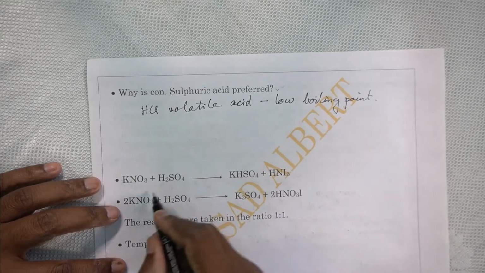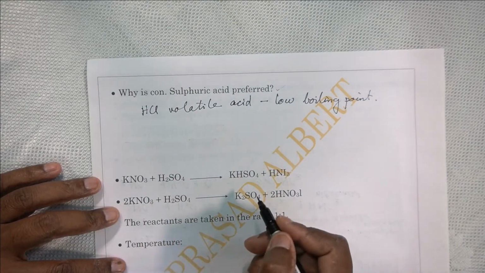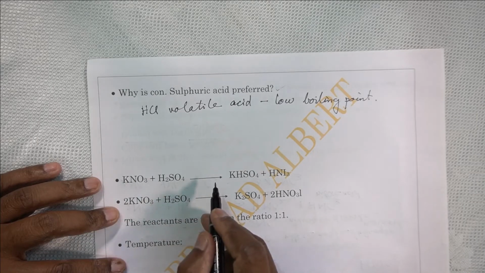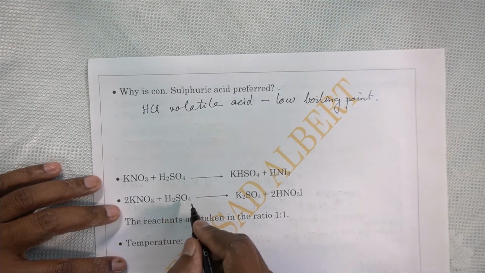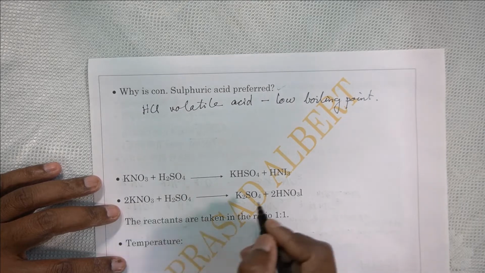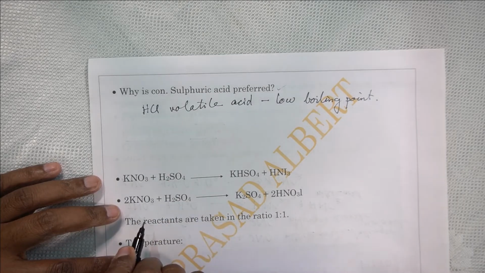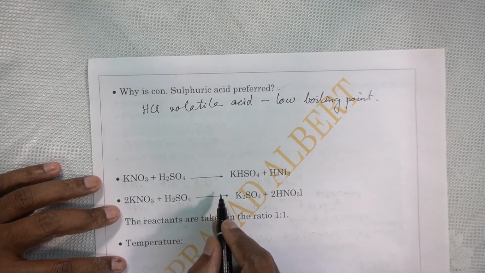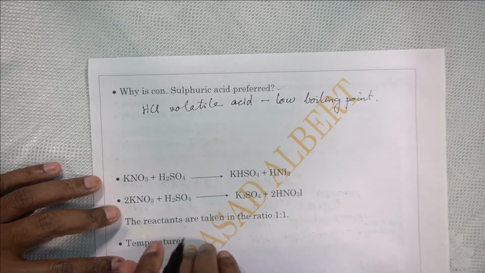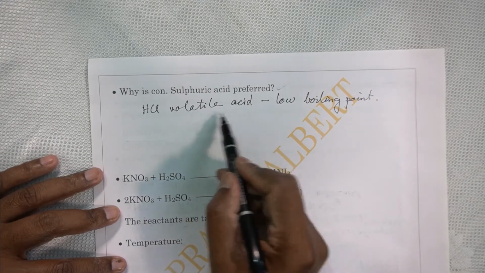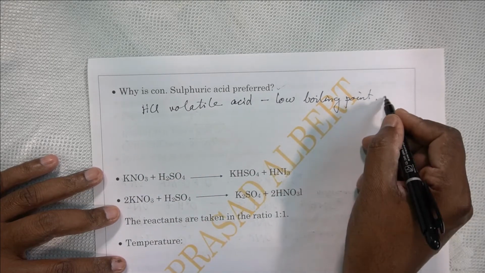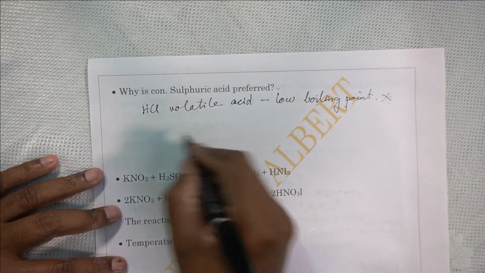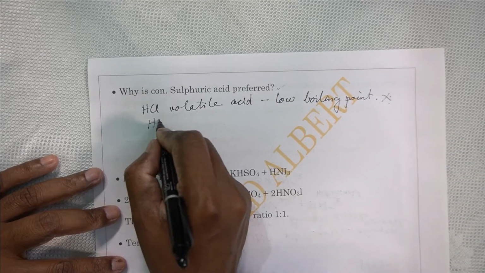Why? We have potassium nitrate or sodium nitrate, which are ionic compounds. They do not dissociate at low temperatures. They need high temperatures. So when you mix potassium nitrate with hydrochloric acid and heat, what will happen? Before potassium nitrate could decompose, the hydrochloric acid will go off as vapor. So it is a volatile acid and cannot be used for the preparation of nitric acid. The other acid that we have is nitric acid itself.